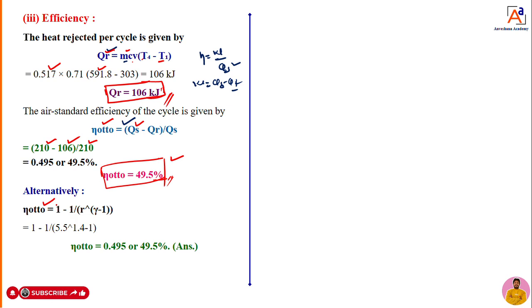We know already this equation we have derived, right? That efficiency I can calculate in another way also. How it is, that you can see now. Efficiency of Otto cycle is equal to 1 minus 1 divided by r to the power of gamma minus 1. This is a standard equation. This is a derived equation.